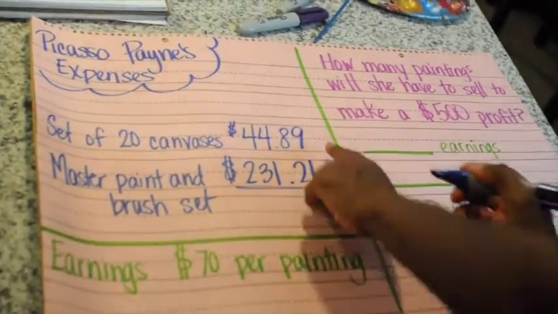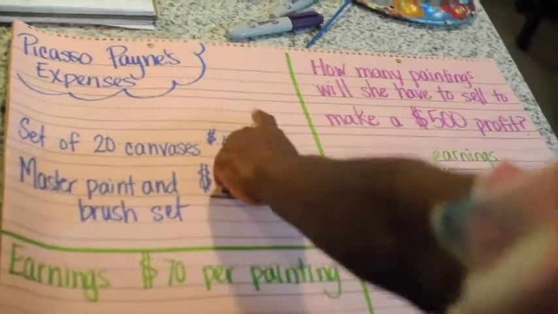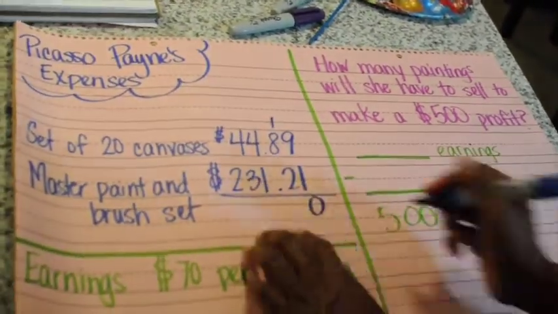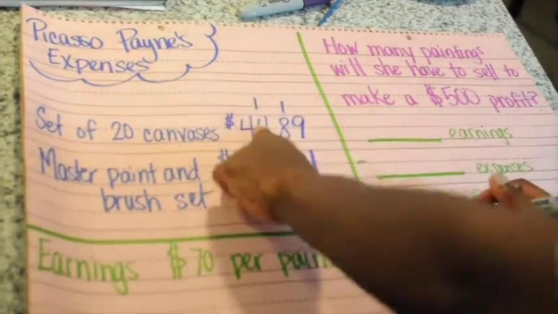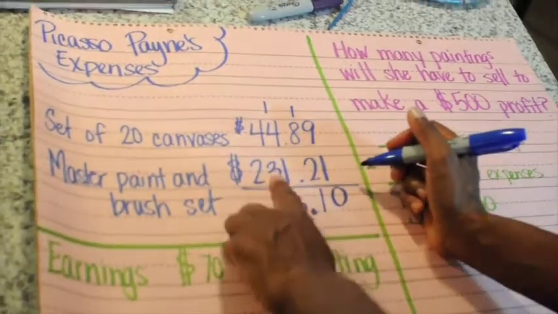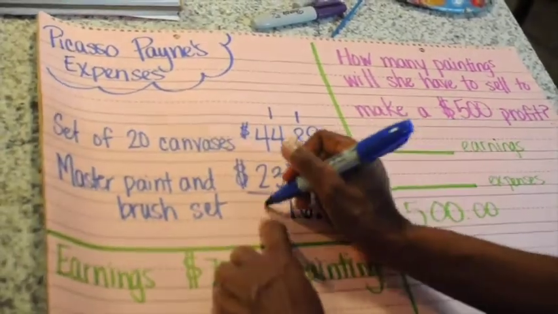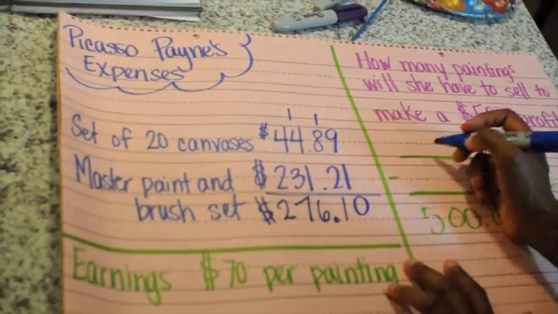I'm going to add these up. 9 plus 1 is 10. Carry my 1. 1 plus 8 is 9 plus 2 is 11. Carry my 1. Don't forget my decimal. 1 plus 4 is 5 plus 1 is 6. 4 plus 3 is 7. 2 plus nothing is 2. So I have $276.10 in expenses.